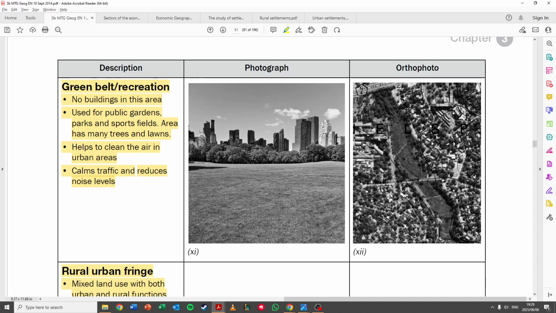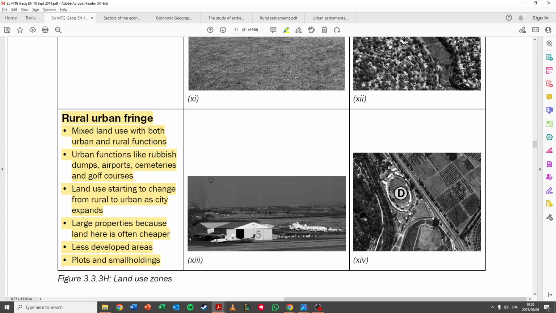Okay, so this is obviously used for public gardens, parks, and sports fields. The area has a lot of trees and lawns. It helps to clean the air in an urban area, and it helps to calm traffic and reduce the noise level in the area.